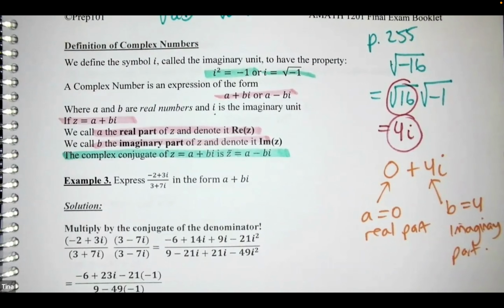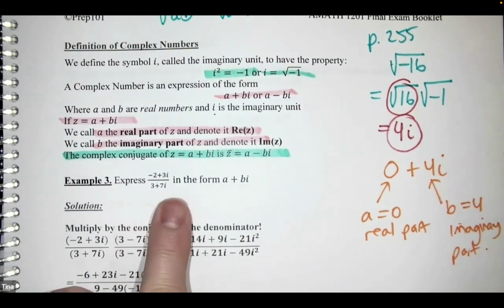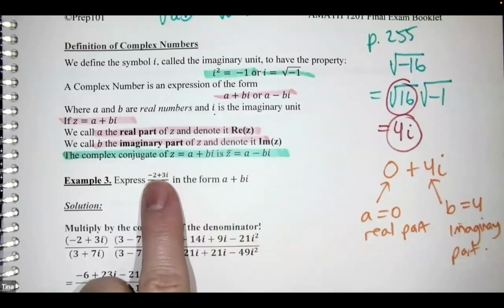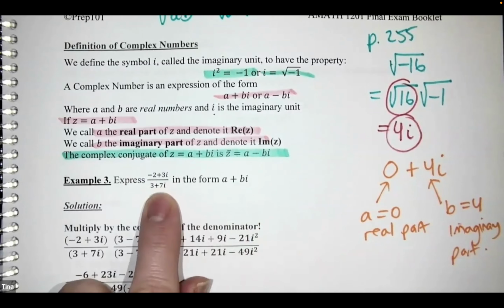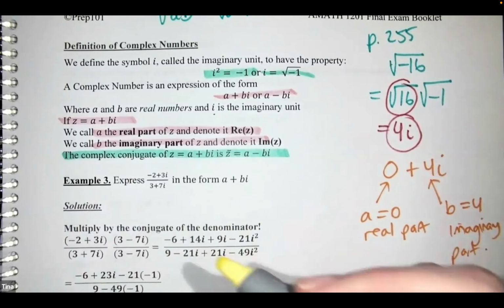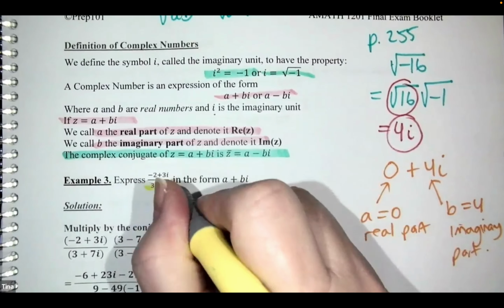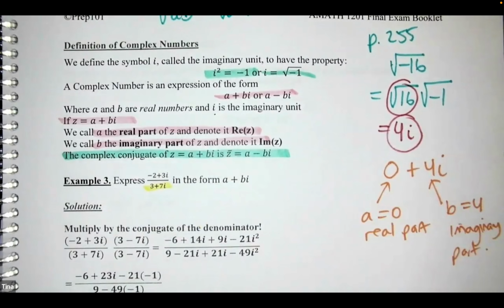And what we'll need the conjugate for is something like this. If they say, here's a fraction, express it in the form a plus bi, then we want to get rid of the bottom. And it's kind of like in calc where we have a root plus a number and we multiply by the root minus a number.